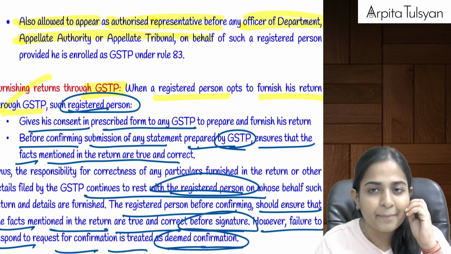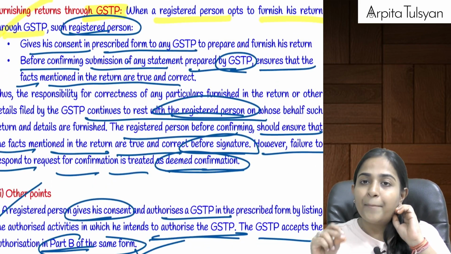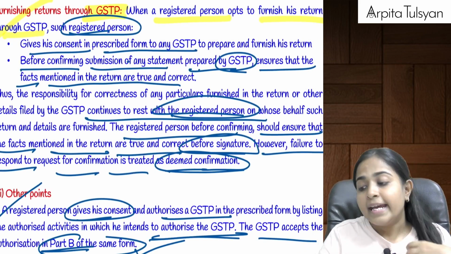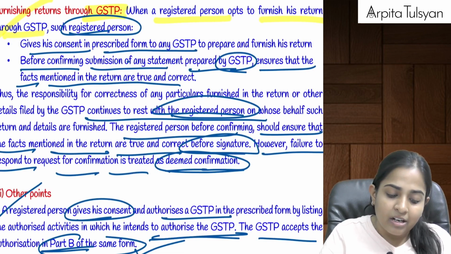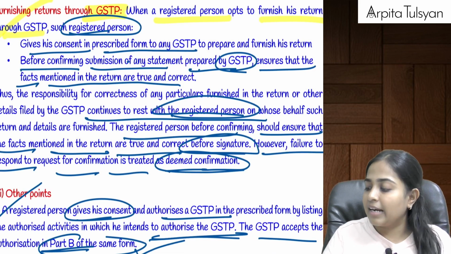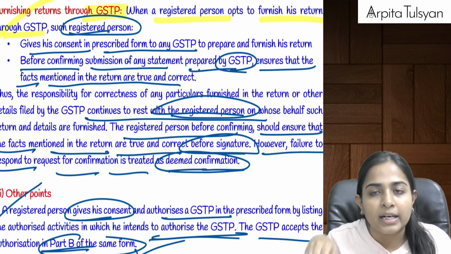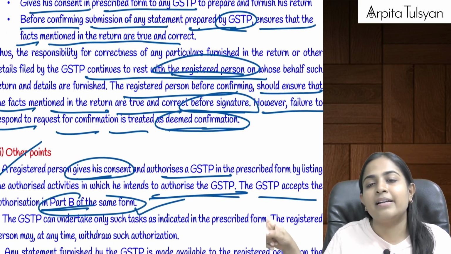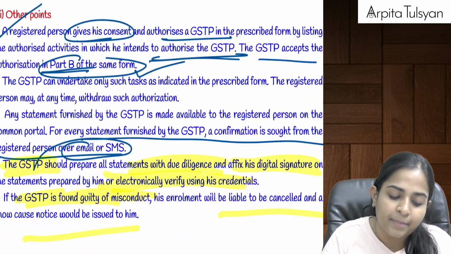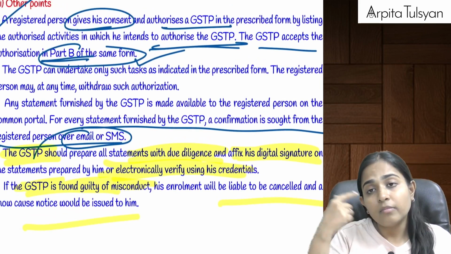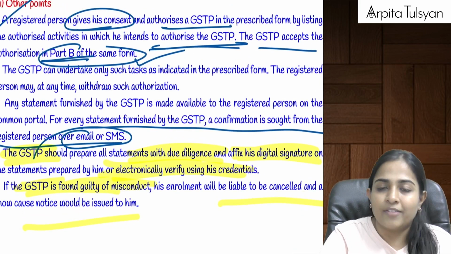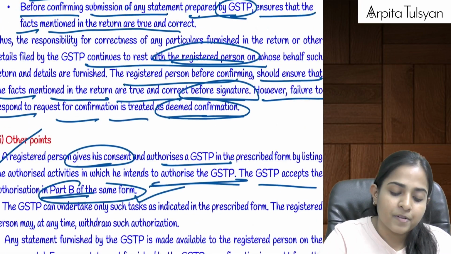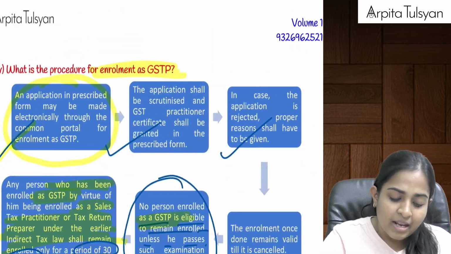All these things can be done by the GST practitioner. But whenever a GST practitioner is filing the return, he will take the consent of the client, who will give the confirmation, and only then will the GST practitioner file. Therefore, the client, the registered person, is ultimately responsible for filing the returns, and whatever data is put in the returns, the registered person will be responsible for it. Are you clear with this?